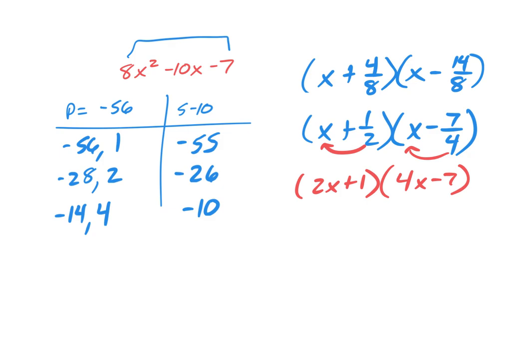2x times 4x is 8x squared. This is a negative 14 and a positive 4, which is a negative 10. 1 times negative 7, negative 7. I don't even necessarily have to write it out. You could just do it in your head, see if the numbers make sense, see if they work for what I'm given.